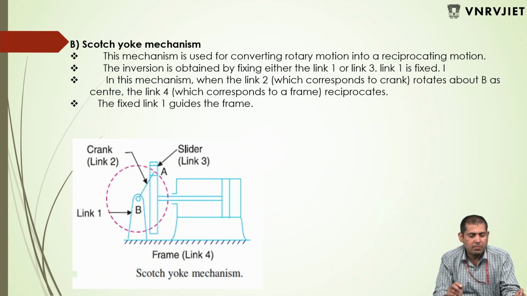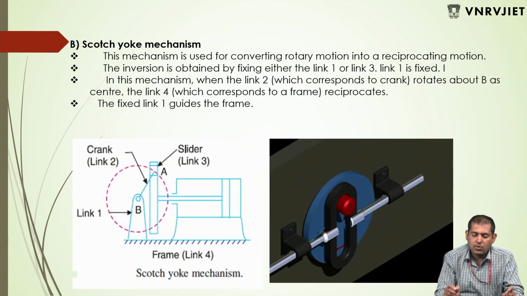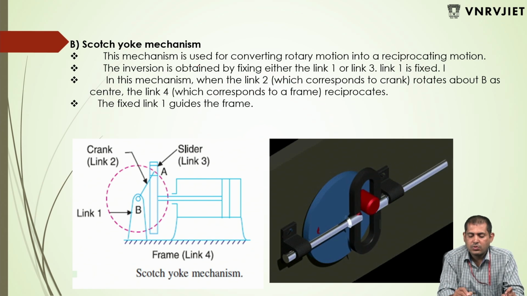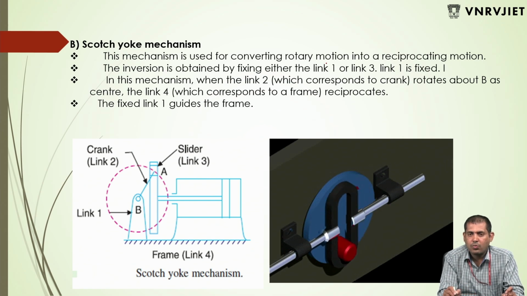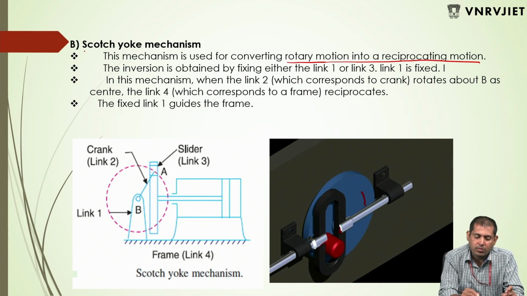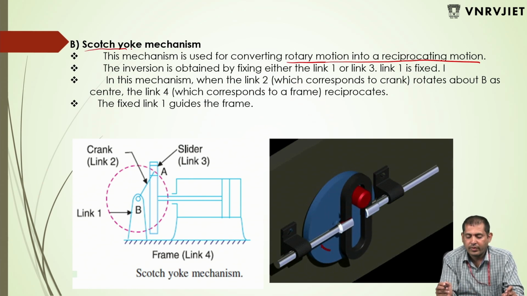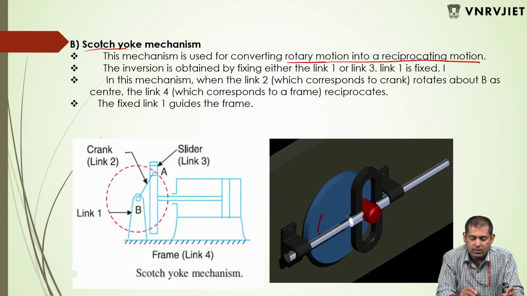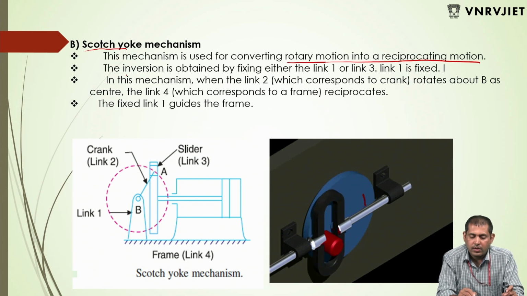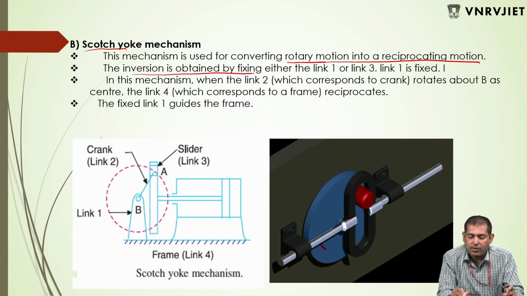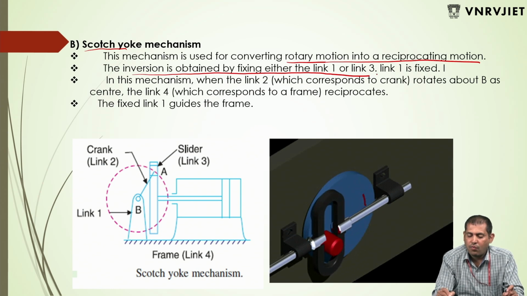Next, Scotch yoke mechanism. This mechanism is used for converting rotary motion into a reciprocating motion. Here we are saying the Scotch yoke comes under the double slider. The inversion is obtained by fixing either link 1 or link 3. Link 1 is fixed.